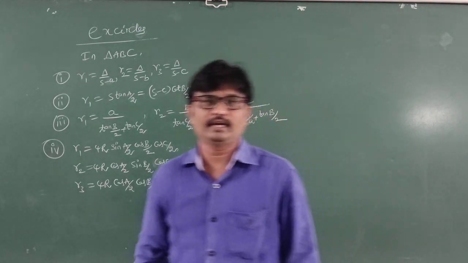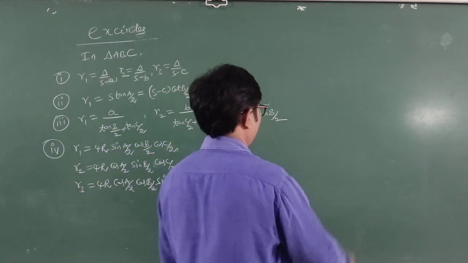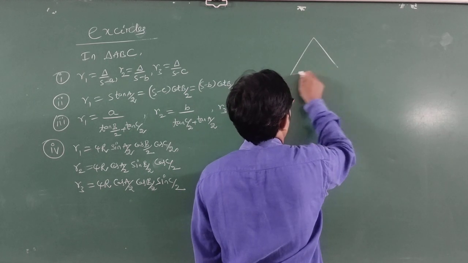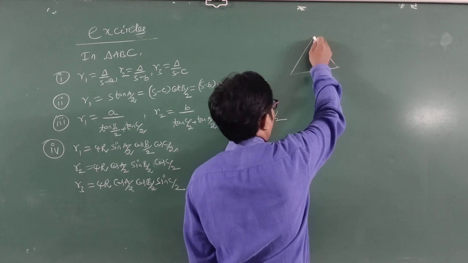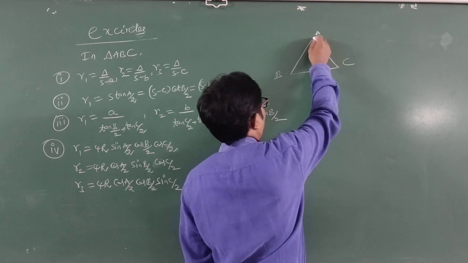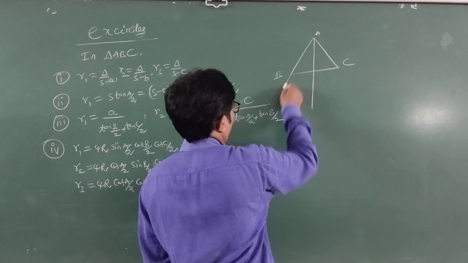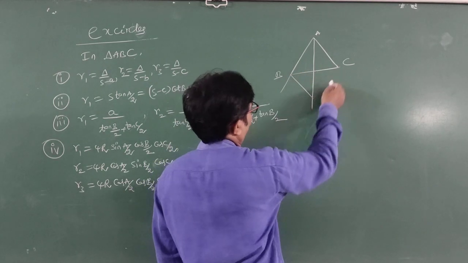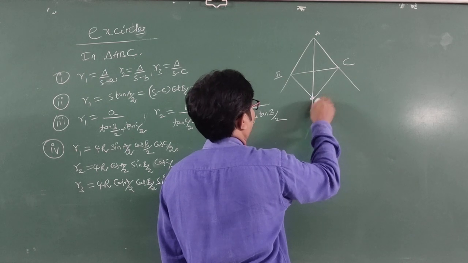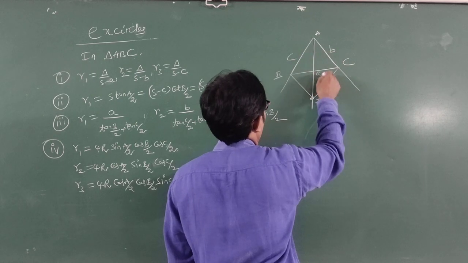Now students, about excircles. First we have to find the excenter. So dear students, this is the internal angle bisector, and these are the two external angle bisectors. This is opposite to A. This is small b, this is small c, this is small a.